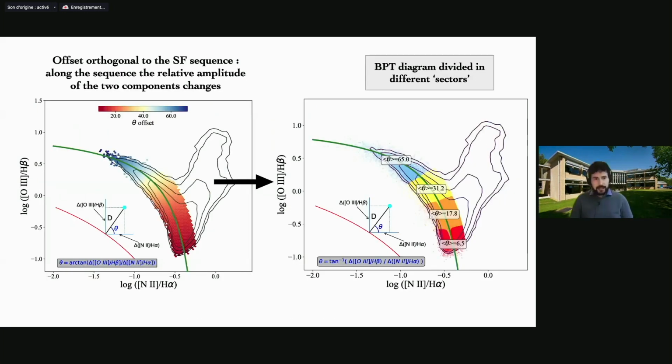Okay, so the result in terms of the global behavior in the diagram, sorry? One more minute. Okay, thank you.